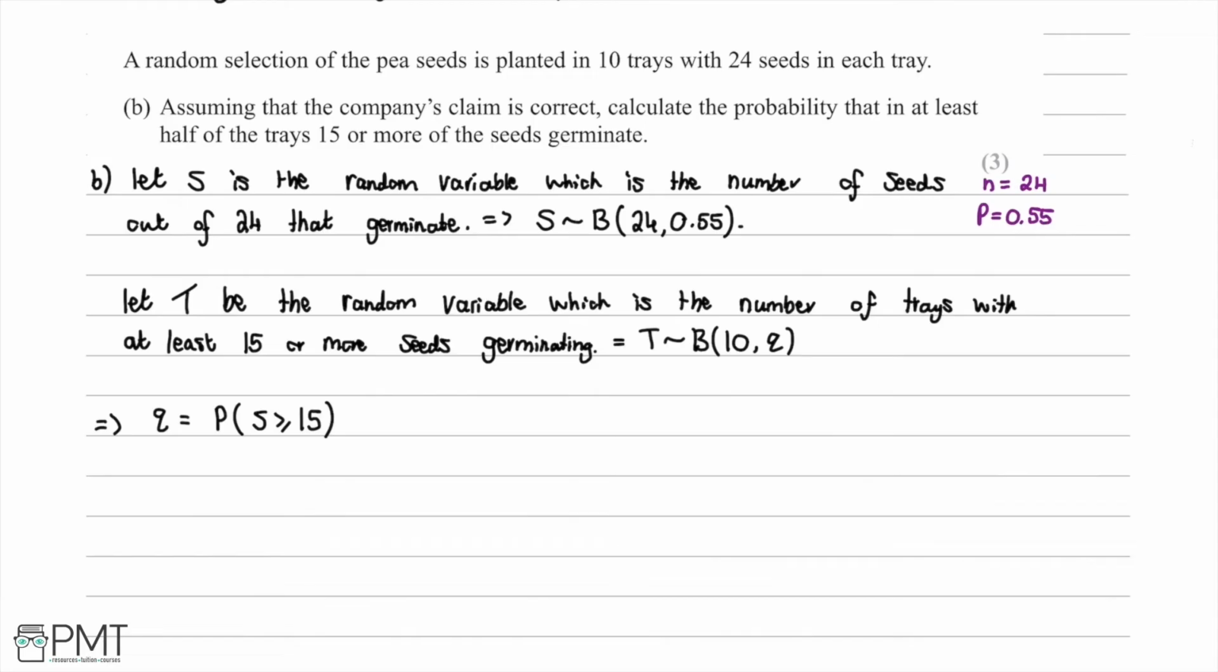And remembering that we have N equals 24 and P equals 0.55, this is going to equal, and we can either do this in our calculator or refer to a binomial distribution table. This is going to be equal to 0.299.